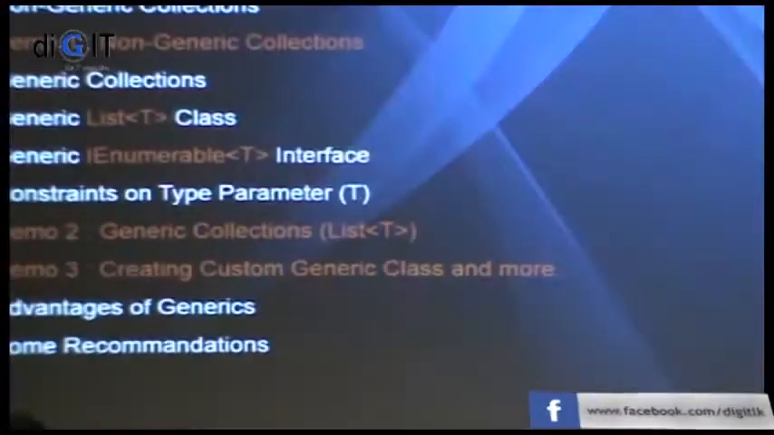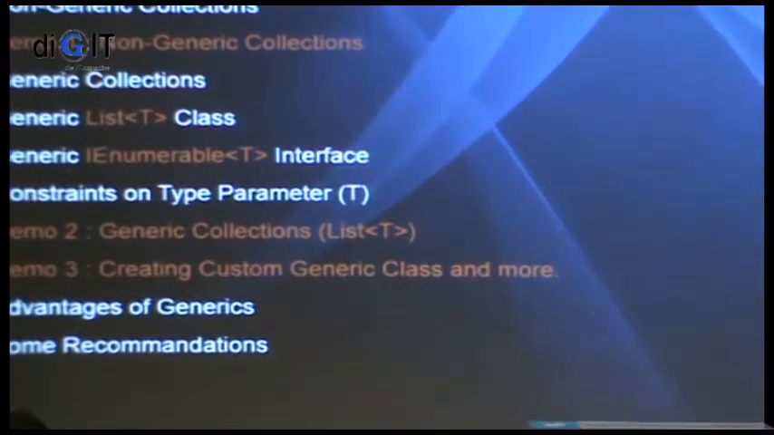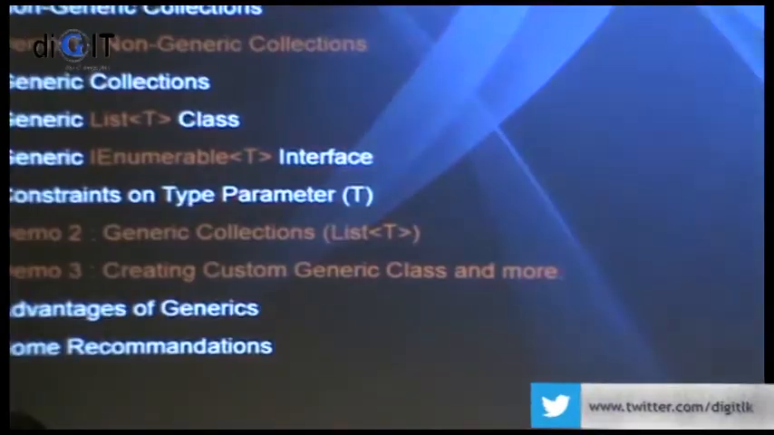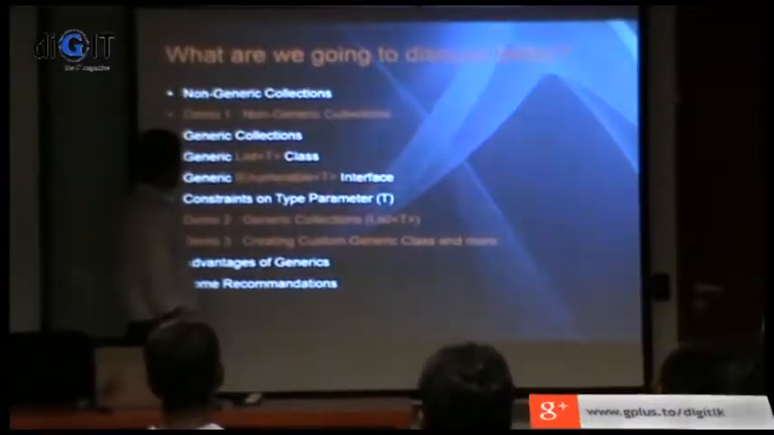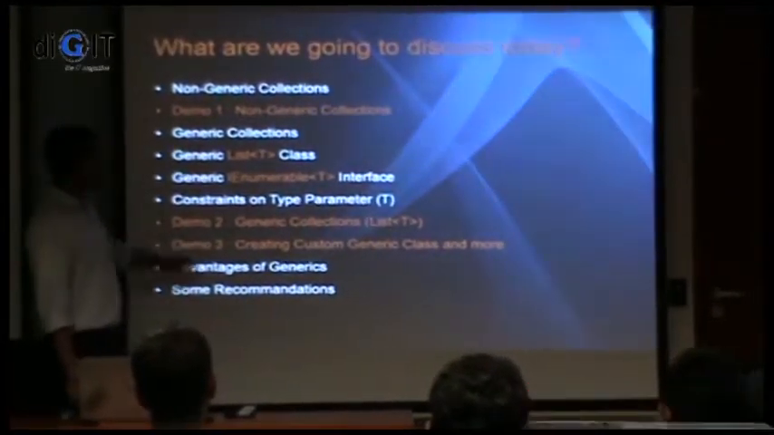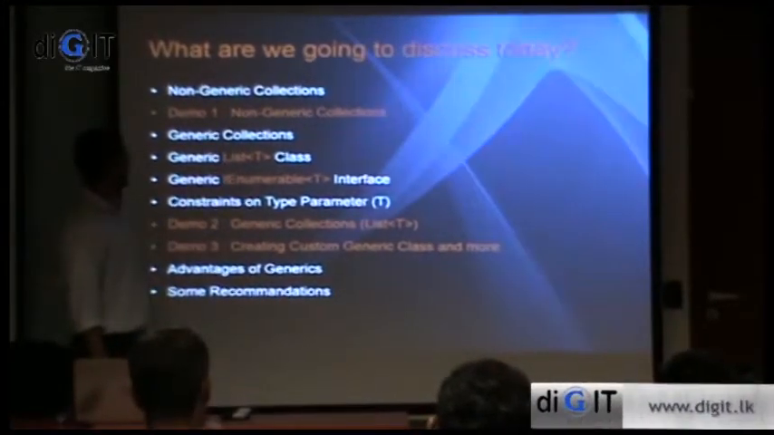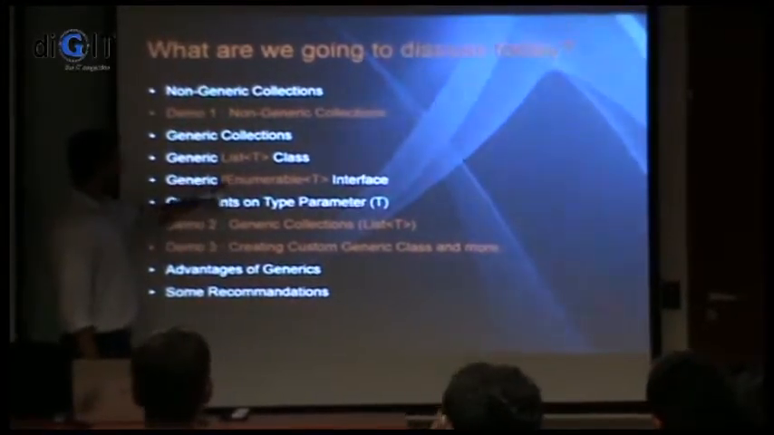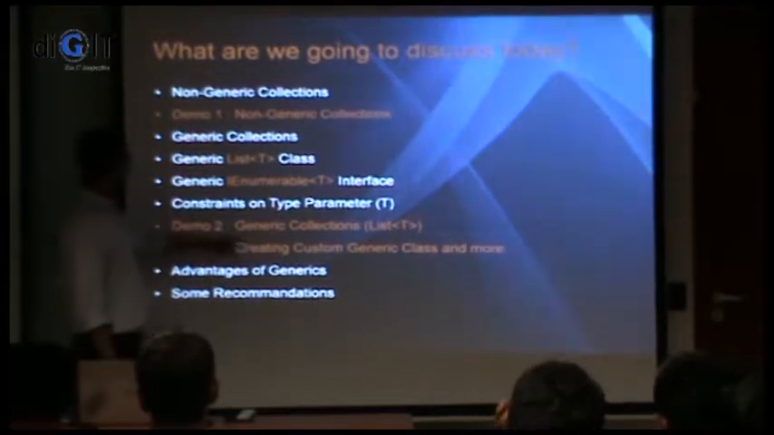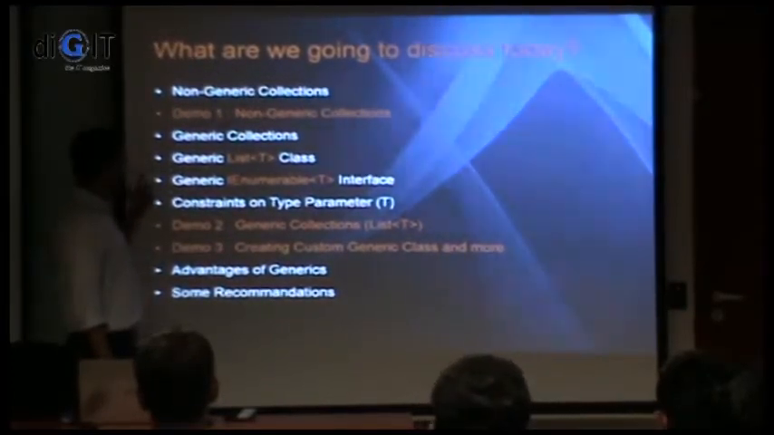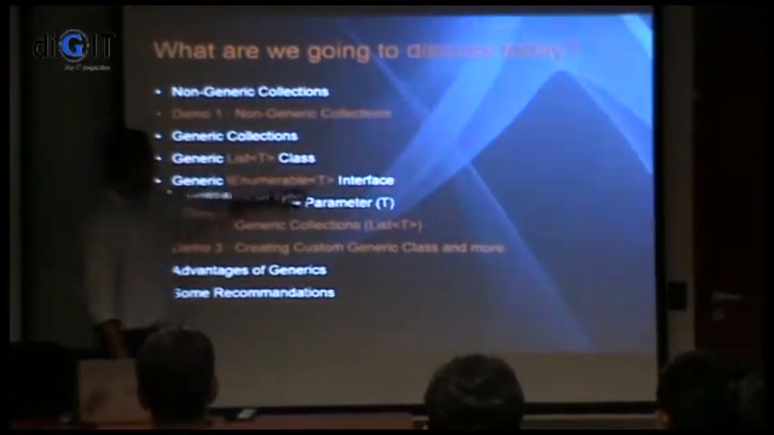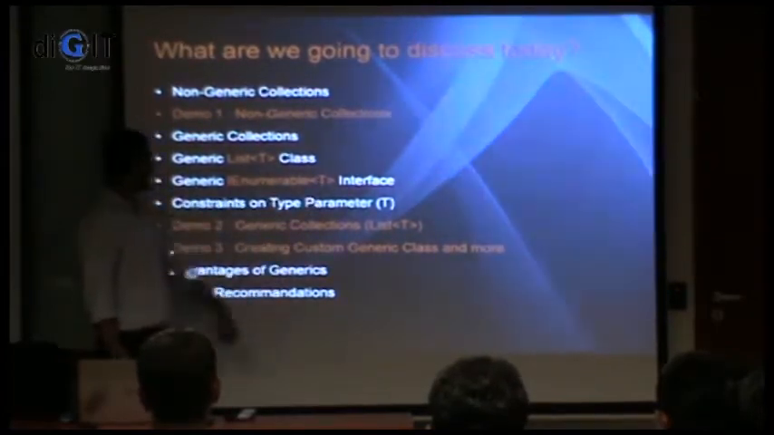We'll be first talking about the non-generic collections. And I'll show you what are the non-generic collections. And after that, we'll move into generic collections, to the most famous generic class, which is List of type T, and the IEnumerable of type T, and then what are the constraints on this T. I'll tell you what this T is.